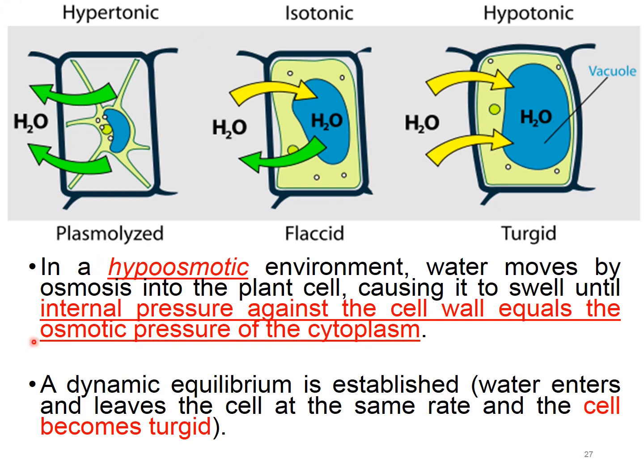If we place a plant cell in a hypoosmotic environment. Again, what is a hypoosmotic environment? Salts outside are low, water is high. So the water will move from outside to the inside.